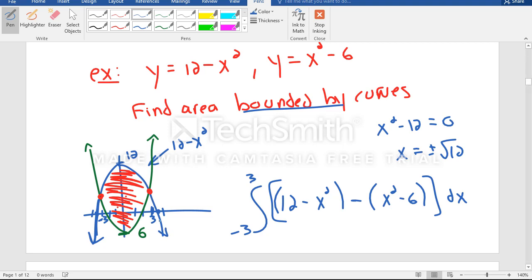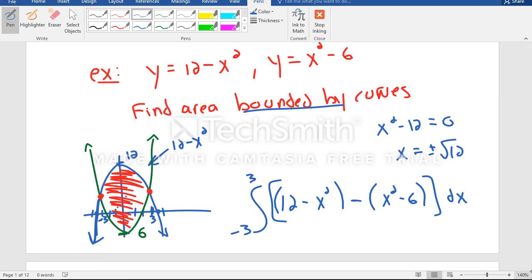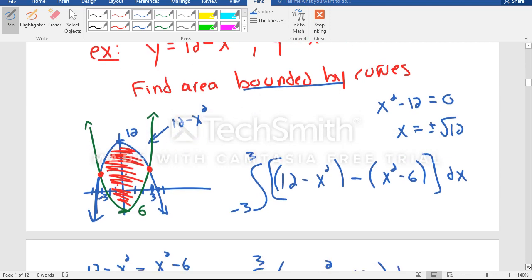As this function continues forever and ever, and this function continues forever and ever, the area between those two curves is infinite. So it doesn't make any sense for us to find the area between those sections of the curve. That area would be infinite. So you'll see typically the instructions say something like area bounded by the curves, and what they mean is the finite area between the two curves. Okay. So there's one example there.